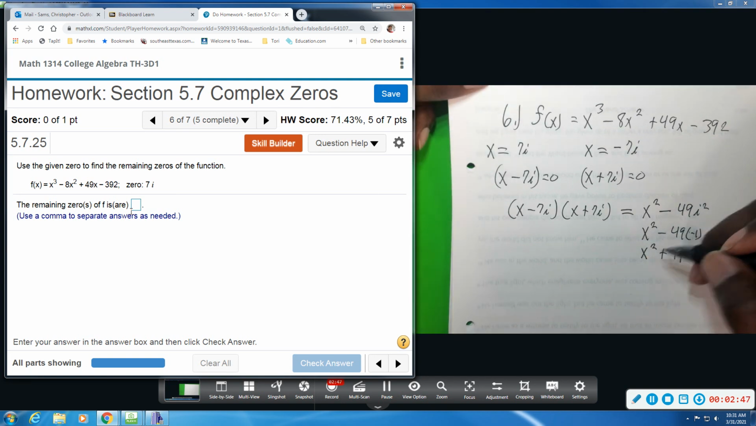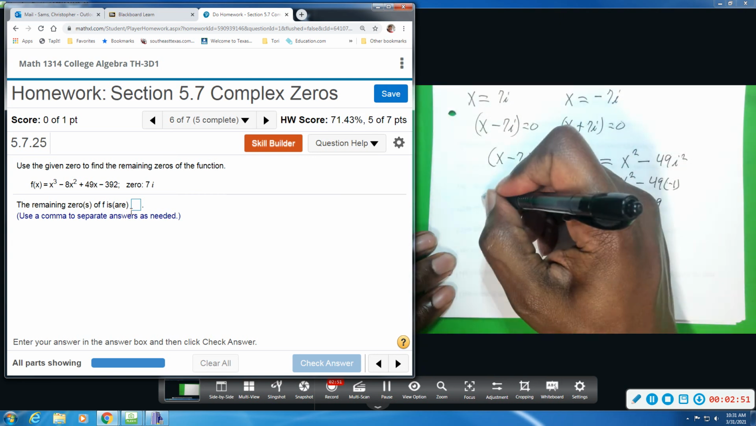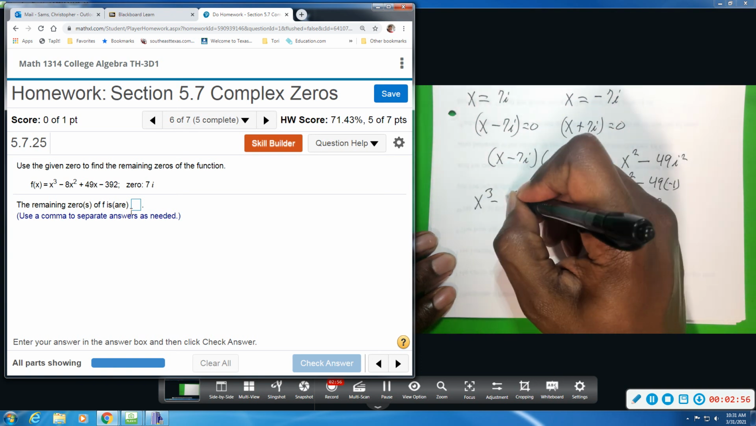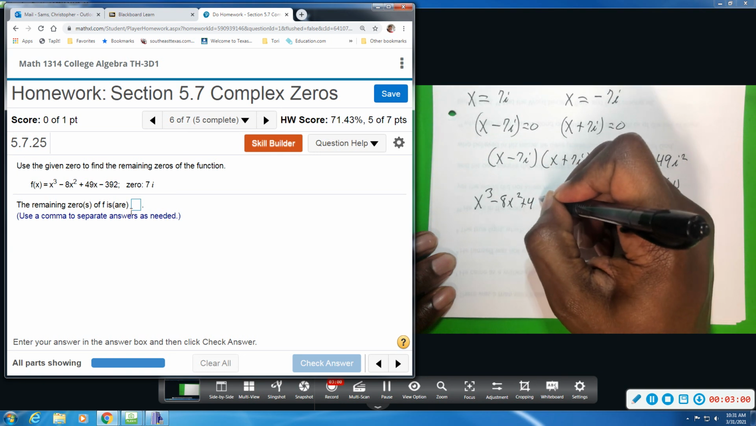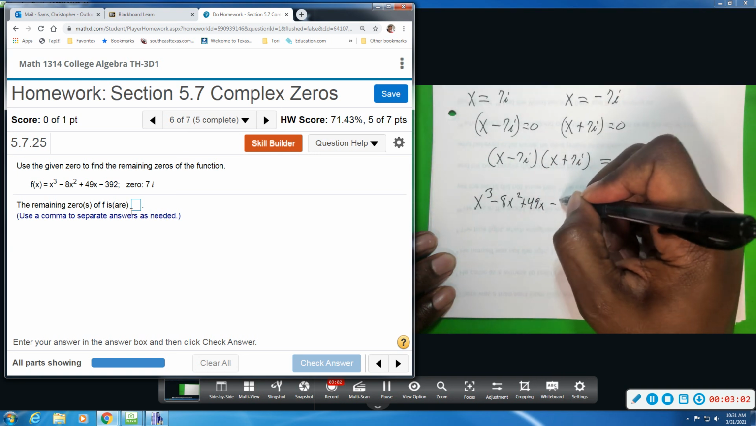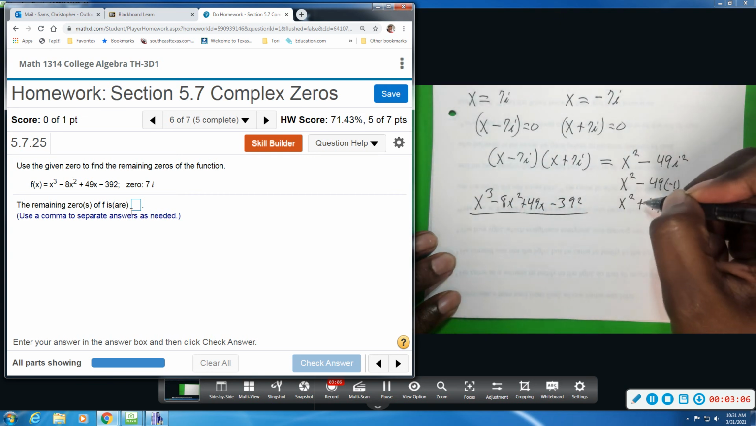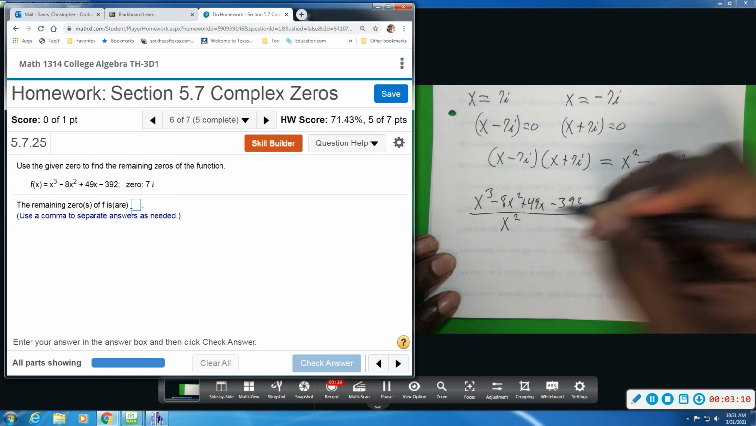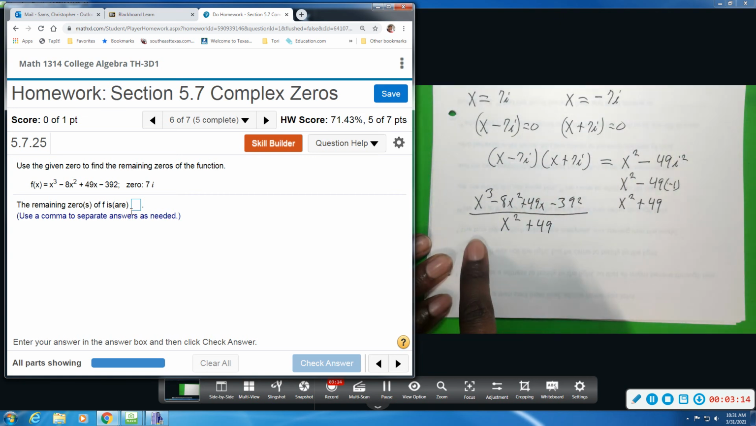Okay, now we're going to do long division. So we're going to take our original polynomial, that is x cubed minus 8x squared plus 49x minus 392, and divide it by these two that we multiplied together, x squared plus 49. So we're going to do long division.